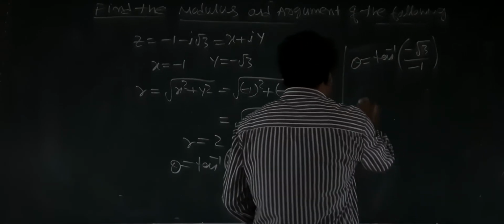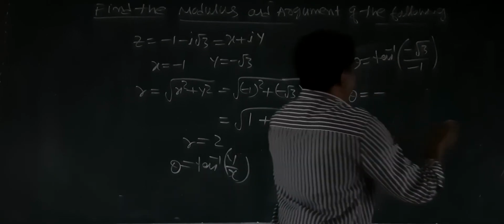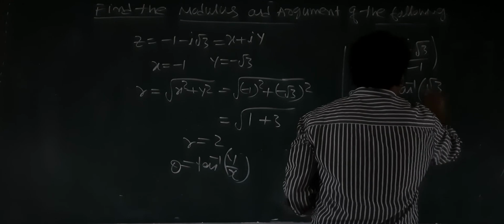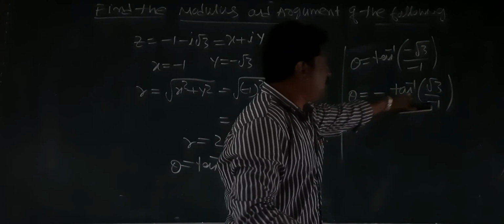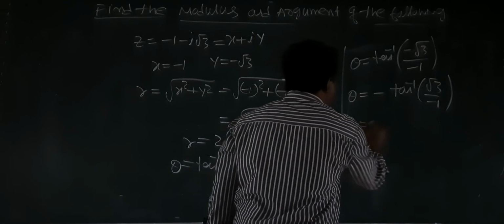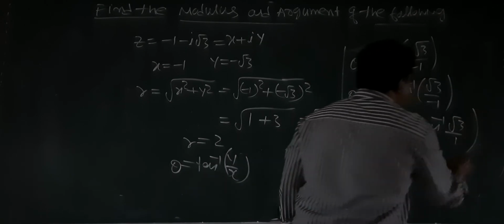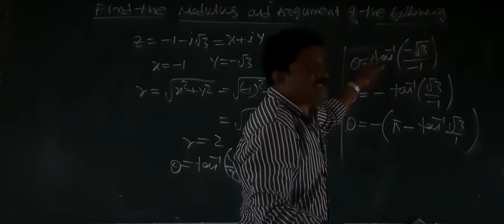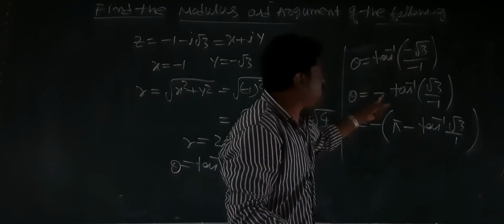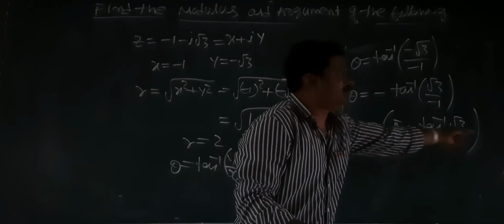So theta equals minus of tan inverse root 3 by minus 1. So minus of tan inverse root 3 by minus 1. For the denominator minus you use pi minus. So theta is equal to minus of pi minus tan inverse root 3 by 1. Root 3. Numerator minus directly outside, and for the denominator minus use pi minus. Tan inverse root 3.